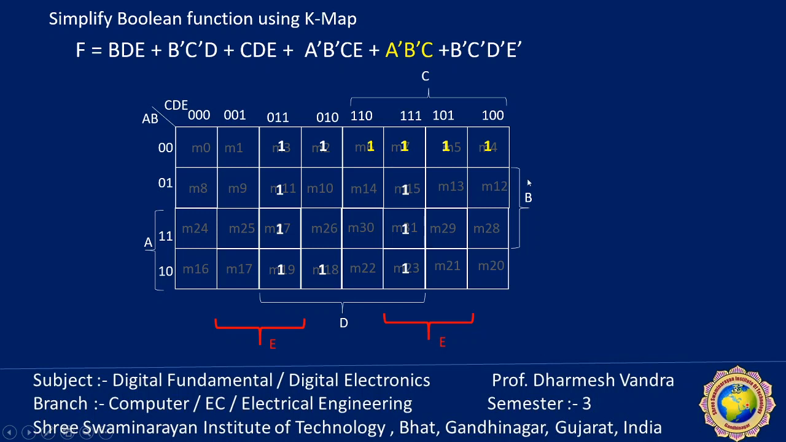This four cell, so let's include it in our functionality. Next, four variables are there in these literals: B dash, C dash, D dash, E dash, which means B equal to 0, C equal to 0, D equal to 0, and E equal to 0. So B equal to 0 is possible only in the first row and last row.